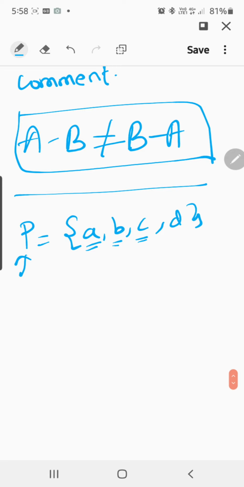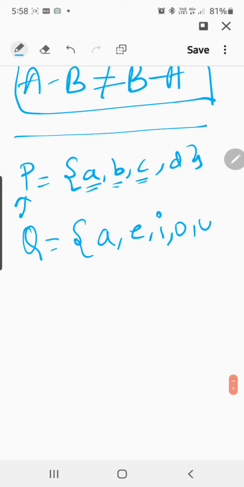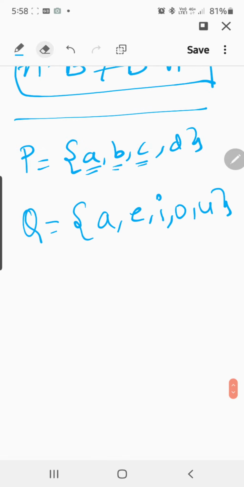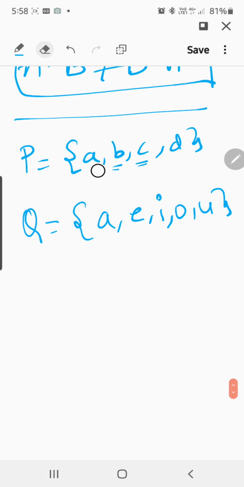Okay, so the examiner will try to test here also. P is equal to {A, B, C, D}, Q is equal to {A, E, I, O, U}. This is our 2. Okay, so what is P? A comma B comma C comma D. What is Q? A, E, I, O, U.